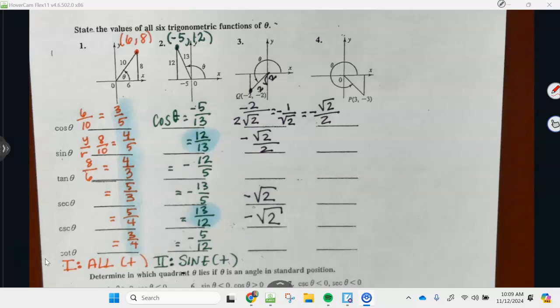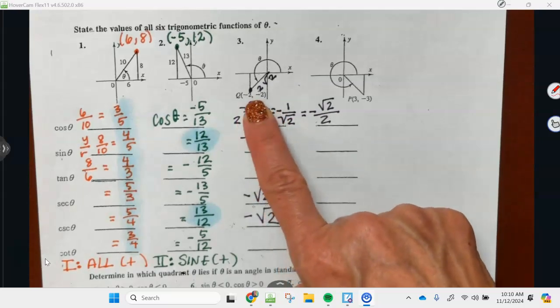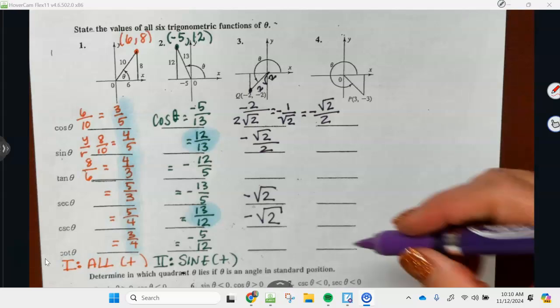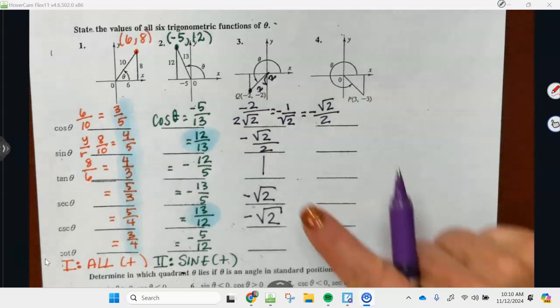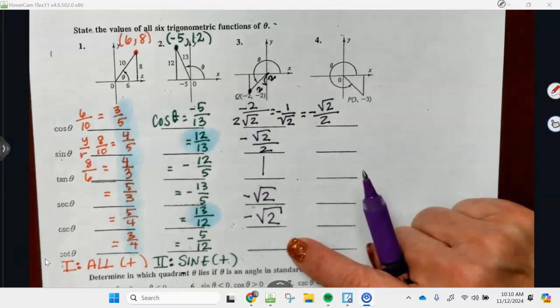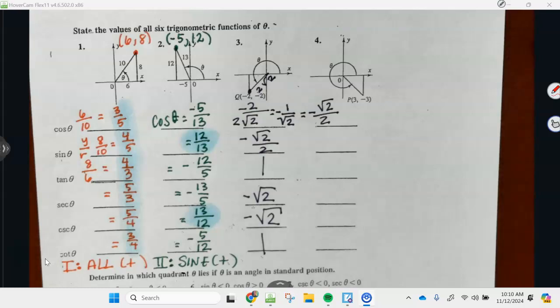Remember, tangent, you divide the coordinates. Y'all, the coordinates are the same. What happens when you take something and divide it by itself? What's the answer? That's right, it's a 1. Tangent's 1. What happens when you flip 1 upside down? Nothing, it's still 1. So tangent and cotangent are both 1.